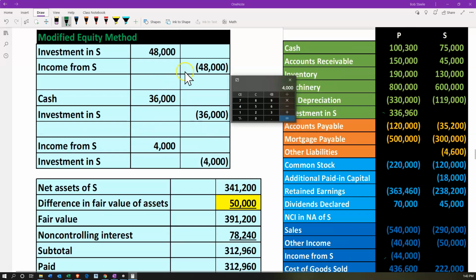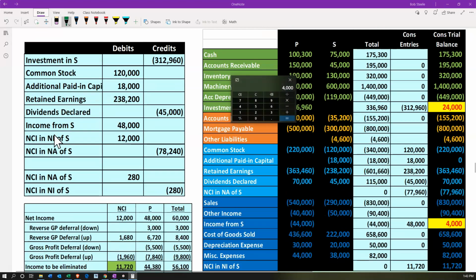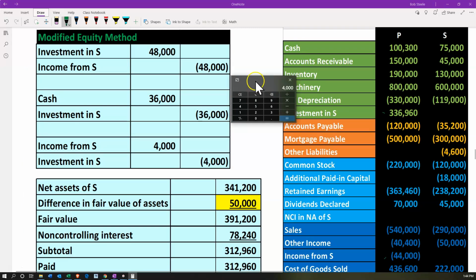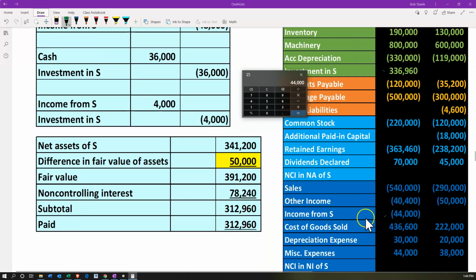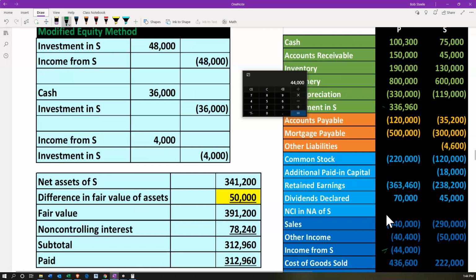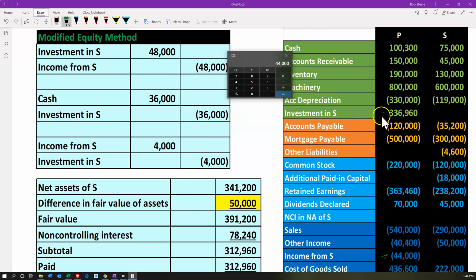So if I was going to look at the effect on the income down here, let me do it right here. The income from S is going to be 48,000 minus 4,000. That's going to be the 44. So we basically got to that number. Okay, I see how they constructed that number. Now, if we do the same thing for the investment, we're not going to get to this number because it is a balance sheet permanent account, but we can see what happened in the current year, and that'll help us with our consolidation entry.